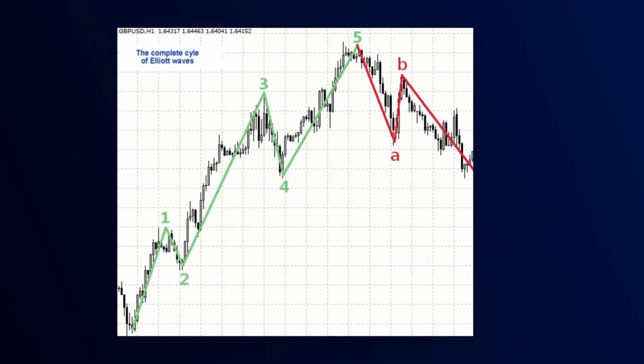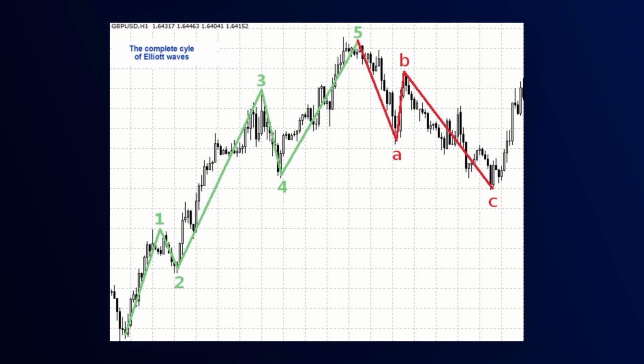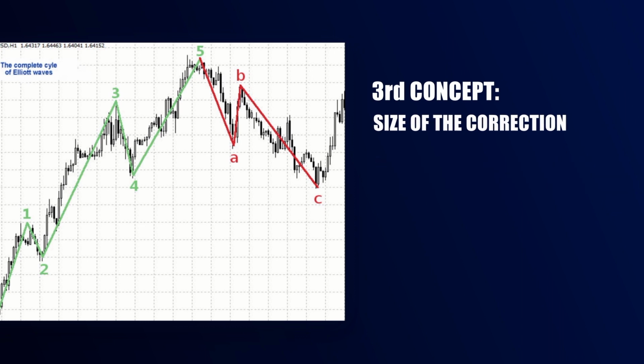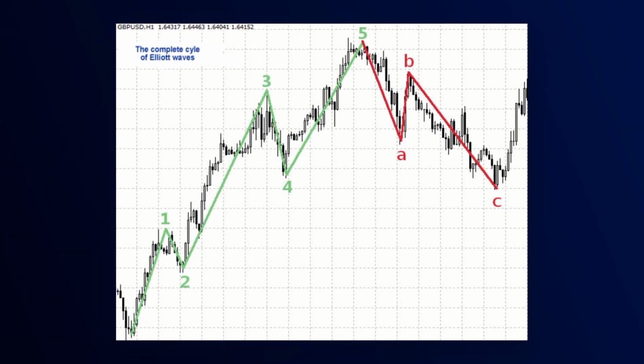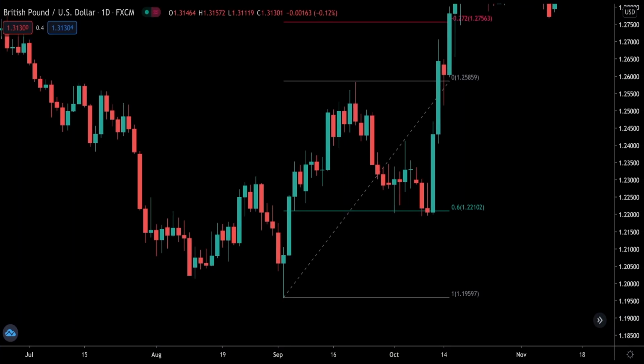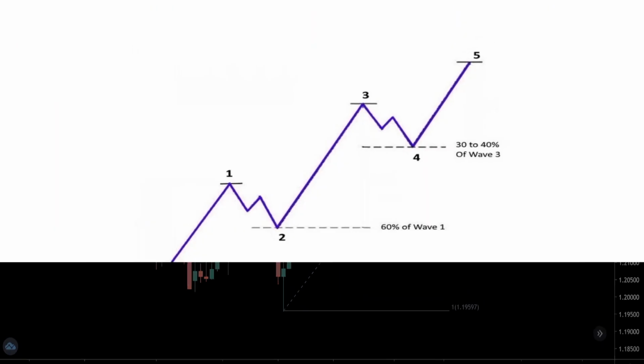Now, the next concept about Elliott wave has to do with the size of the correction. Earlier on, I explained that you should be buying on corrections or pullbacks in the impulsive movement direction. It is helpful to understand how large the typical correction is, so I want to explain this to you. It will help you identify the different waves quickly.